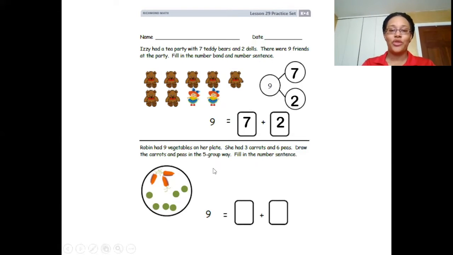So we're going to draw our carrots and peas in the 5 group way, because remember, the 5 group way helps us to stay organized. And then we're going to fill in our number sentence. Okay.